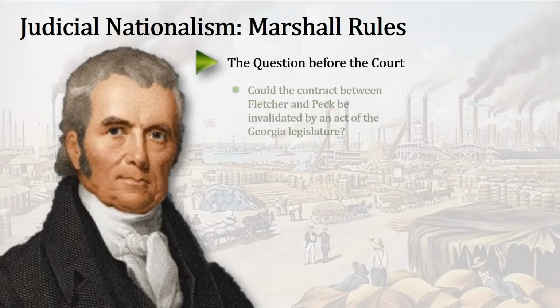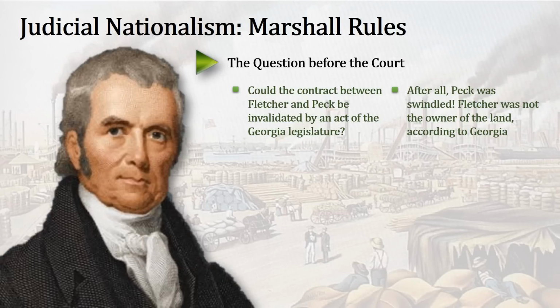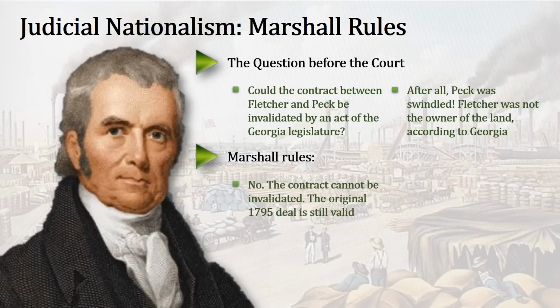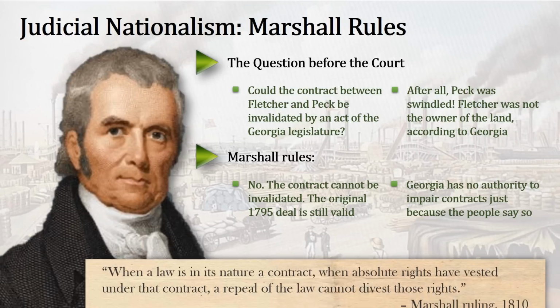So the question before the court is this: could the contract between Fletcher and Peck be invalidated by an act of the Georgia legislature? After all, Fletcher was swindled, and the court realizes this. Peck was not the owner of the land, according to Georgia anyway. Well, Marshall rules this: no, the contract cannot be invalidated. The original 1795 deal is still valid, despite the fact that the circumstances under which the legislature operated are less than moral. So Georgia has no authority to impair contracts just because the people say so.